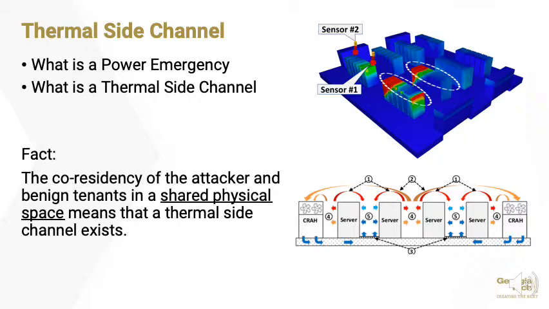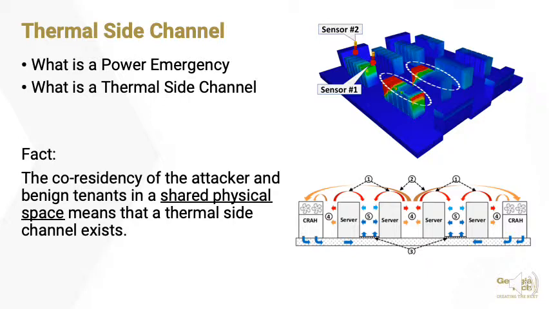That's heat exiting from the servers, traveling around the data center into other areas. Those other areas can be measured for an increase in heat. Increases in heat correlate to increases of power.